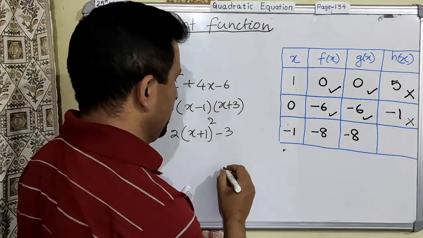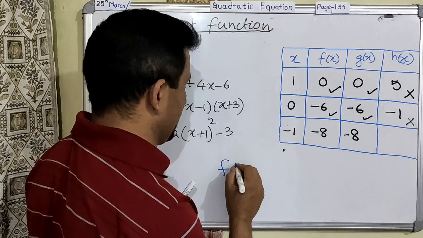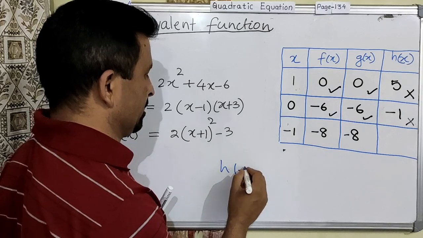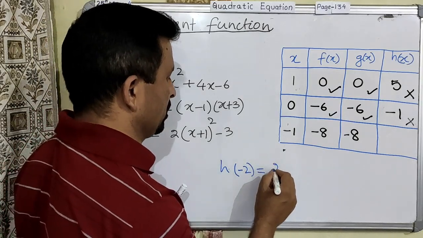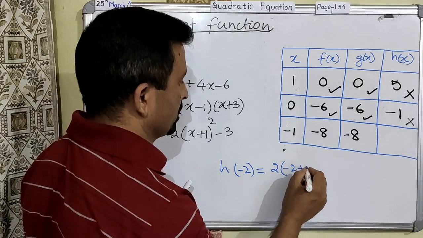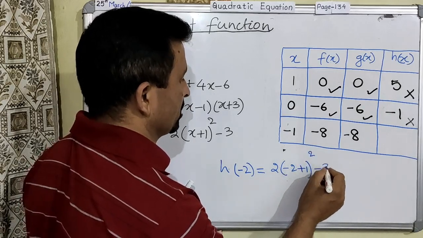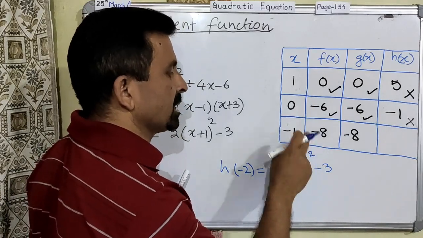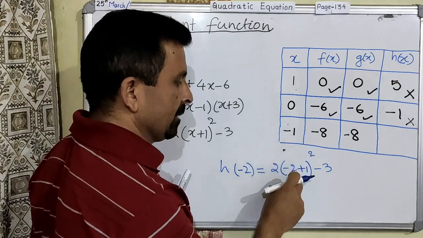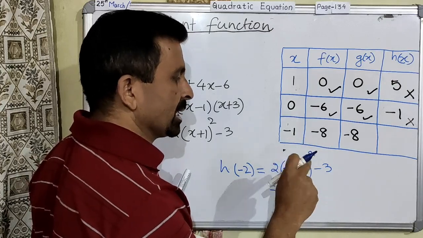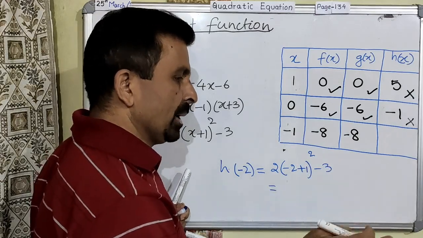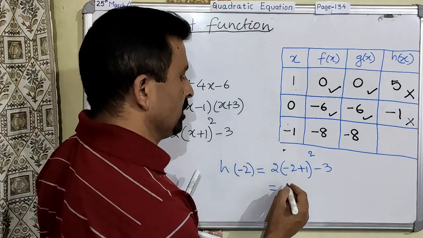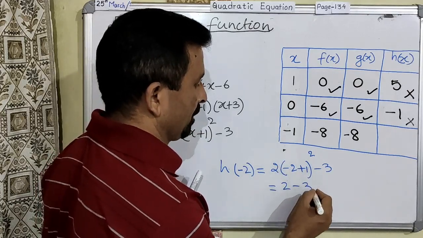So in the vertex form now we will put the value of x as equal to minus 1. So this is hx. h of minus 2 is equal to 2 into minus 2 plus 1 whole square and then minus 3. What is the answer? Now minus 2 plus 1 is minus 1. Minus 1 whole square is plus 1 because you are squaring it. That means you are multiplying the minus 1 by itself. So I told you when you multiply you will use the sign rule. So this will become plus 1, and plus 1 into 2 is 2, and this is minus 3.